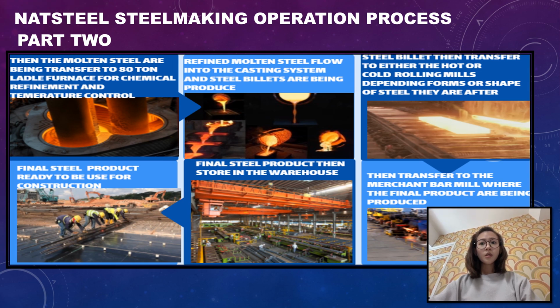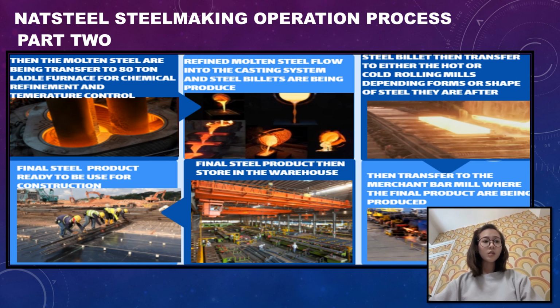Then the molten steel is transferred to the 18 tons ladle furnace for chemical refinement and temperature control. The refined molten steel flows into the casting system and steel billets are produced. After this process, steel billets are transferred to the hot or cold rolling mill, depending on the form of the steel sheet. Then they are transferred to the bar mill where the final products are produced. Lastly, the final steel products are stored in the warehouse, ready for the customers.